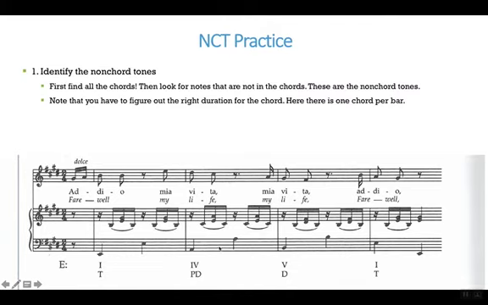So in this bar, again, looking at the piano part, A, C sharp, E, A. Everything in this bar is A, C sharp, E. Here we have a C sharp and an E, but this D sharp is a non-chord tone.